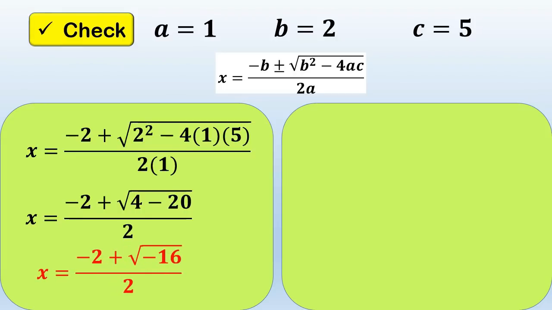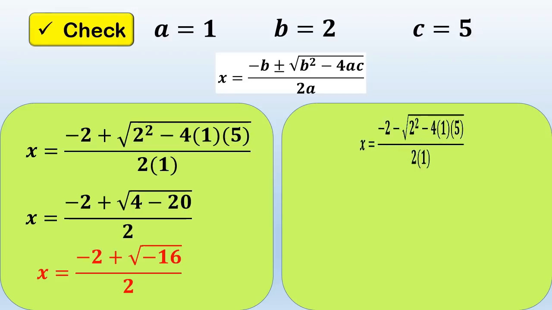Okay, so next we have here negative 2 plus. So let's subtract 4 minus 20. The answer is negative 16 over 2. So as you can see, nagkaroon tayo ng negative sa loob ng radical sign, which is hindi siya pwede. That's why we end up here: negative 2 plus the square root of negative 16 over 2.